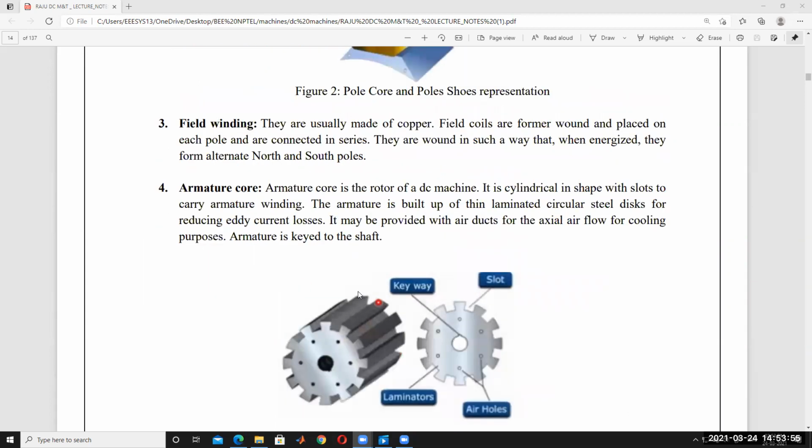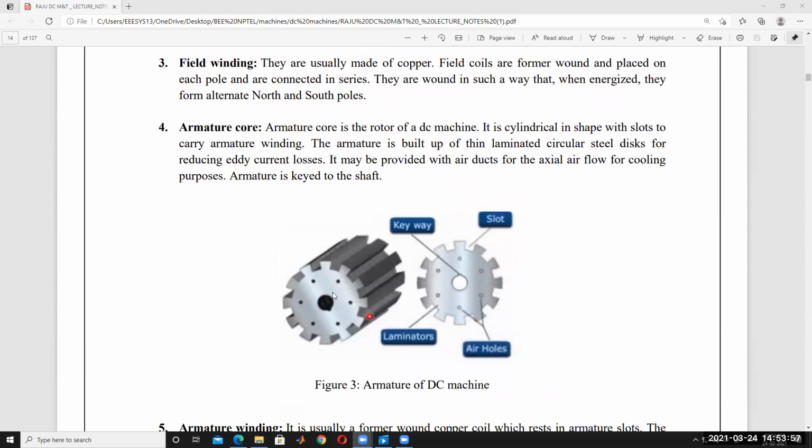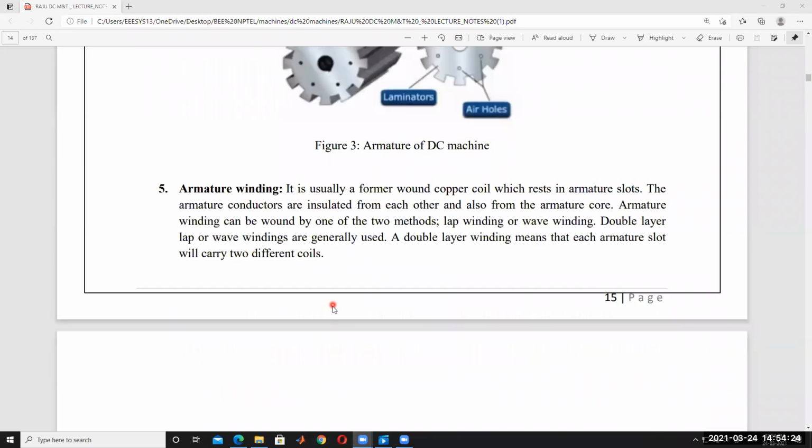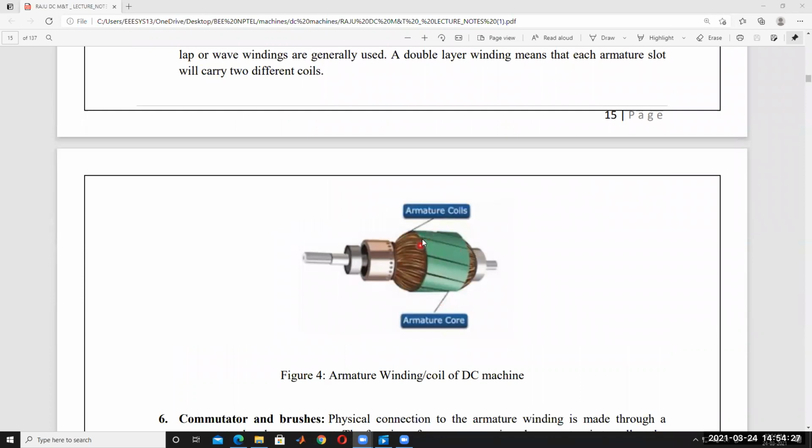Okay, armature core. This is called the armature of a DC machine. The windings are placed like this, in each slot. These air holes are used to dissipate heat. The armature winding is usually formed of copper coil which rests in the armature slots. This winding is placed on the armature slots. This is called the armature winding. This is the armature core.